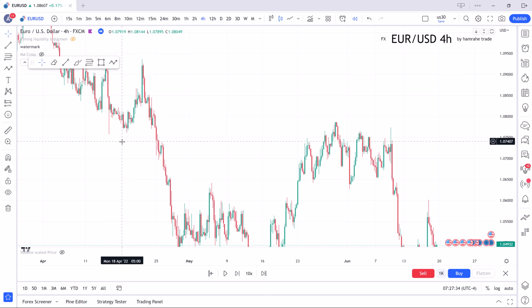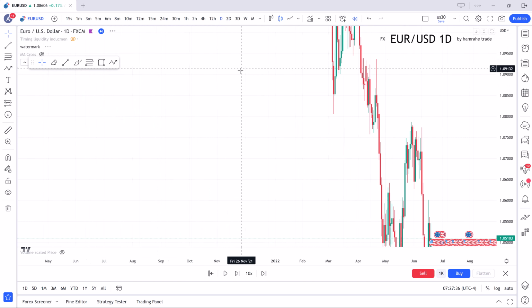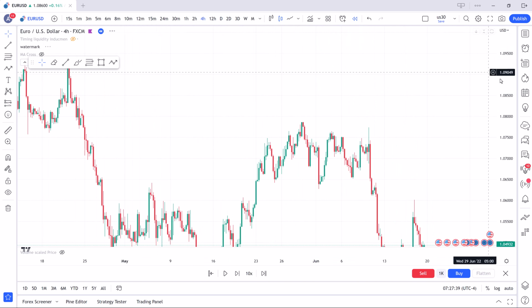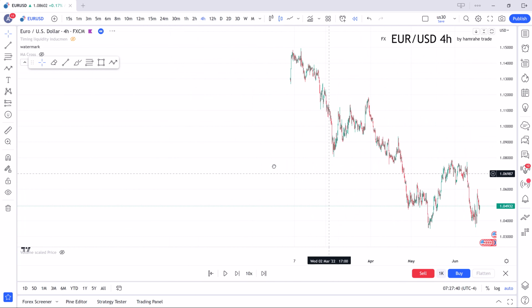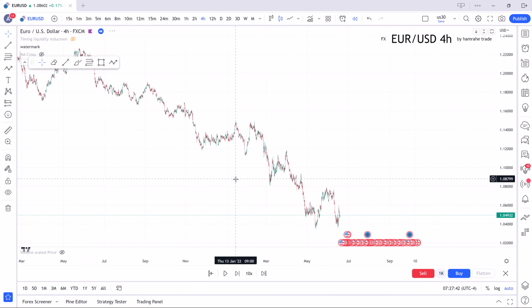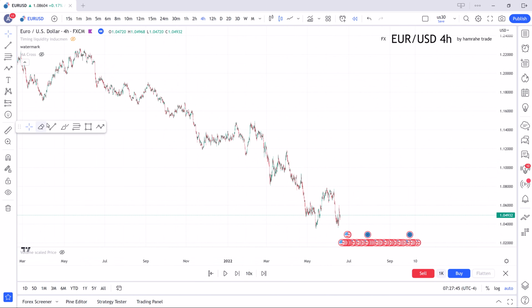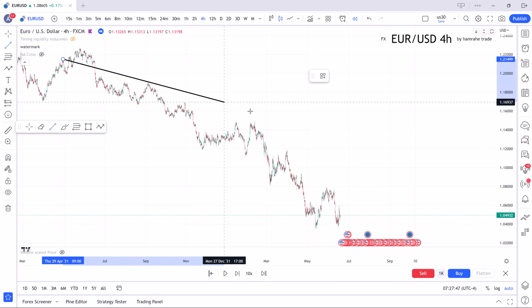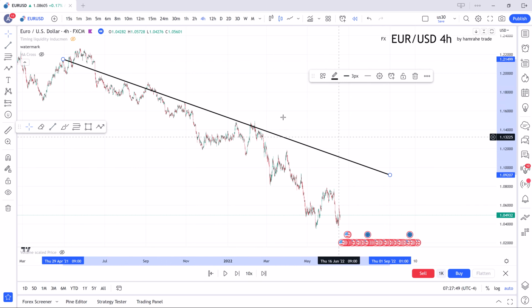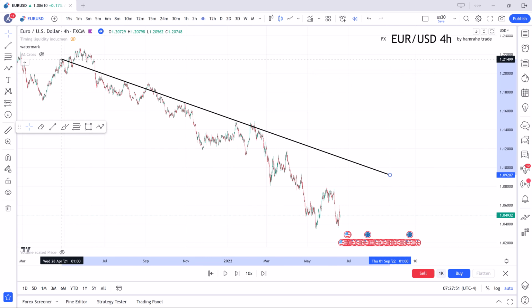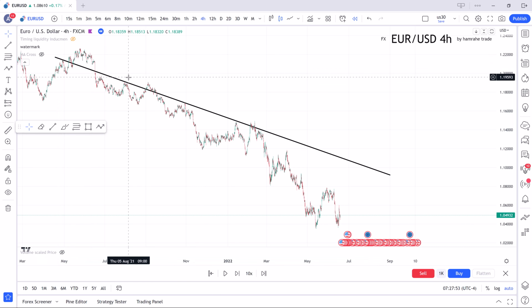Another important thing is, for example, trend lines. How can I find the time frame of my trend line? For example, here we have a strong trend line from this point to this point. For classical concepts, like classic technical analysis concepts, you should use higher time frames to mark your charts.